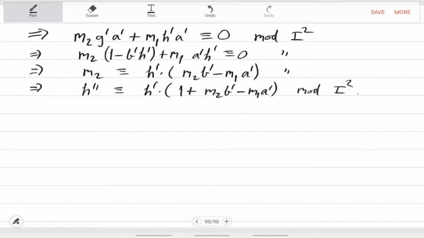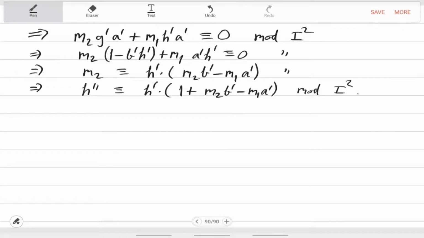So, that is it. We have now actually a relationship between H prime prime and H prime. Right, H prime is what our algorithm had constructed. H prime prime is something totally arbitrary, an arbitrary solution given to us. It is actually just a multiple of H prime. What can you say about this multiplying factor 1 plus M2 B prime minus M1 A prime? What did you say about M2 M1? They were in I, right? So, this difference is also in I, because I is an ideal.